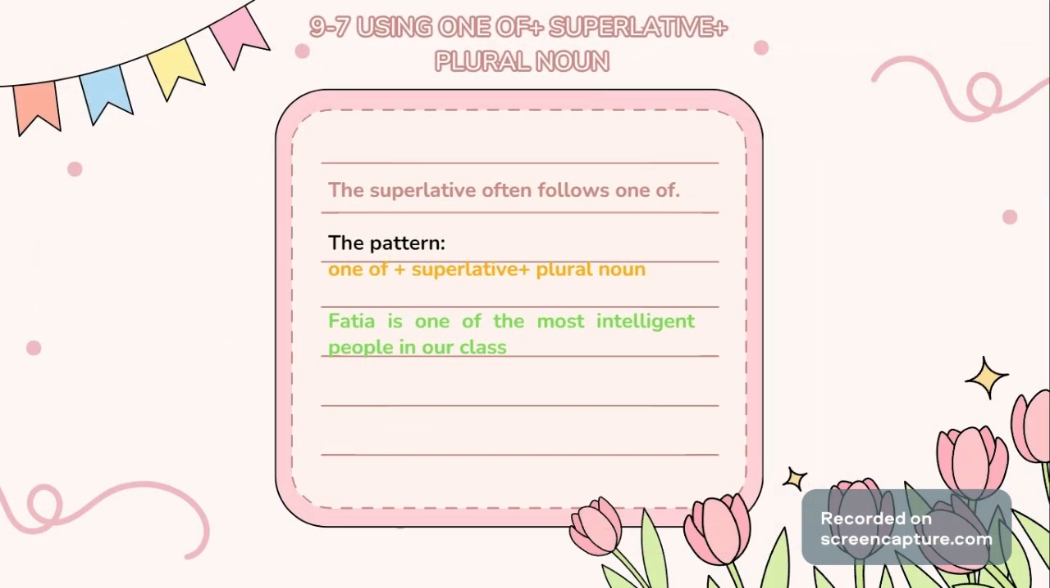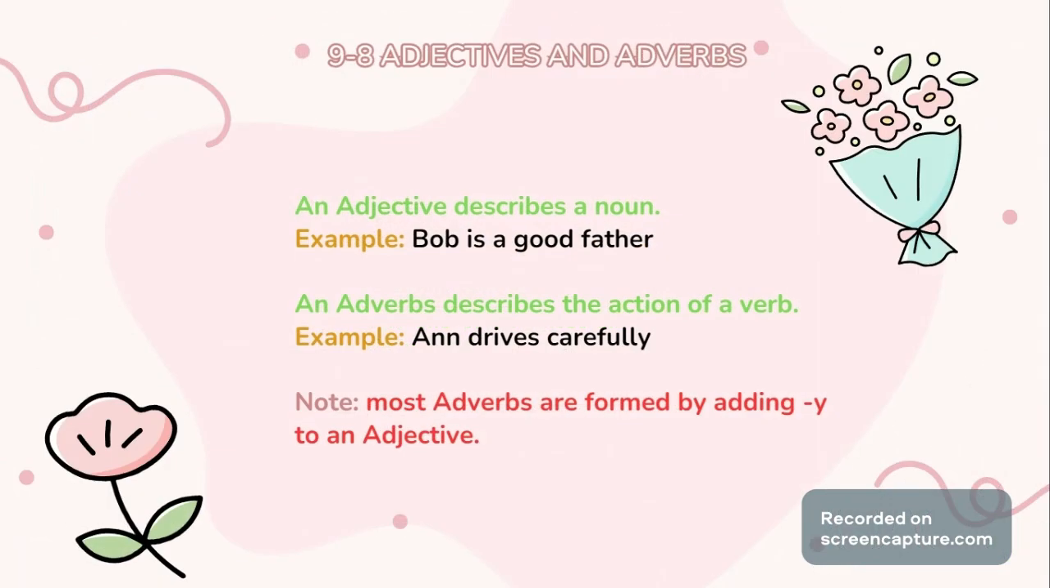Next, using one of plus superlative plus plural noun. The superlative often follows one of. The pattern is one of plus superlative plus plural noun. For example, Fatia is one of the most intelligent people in our class.